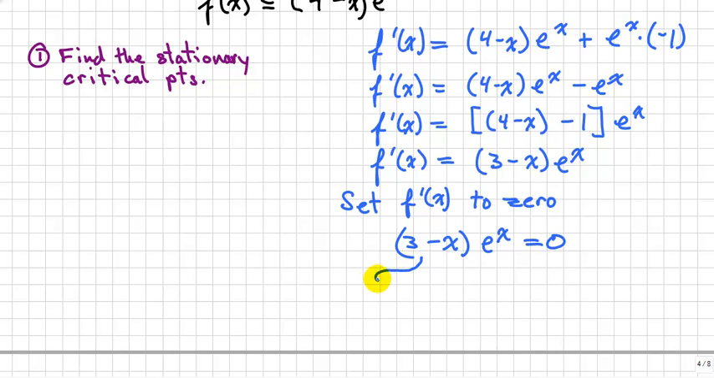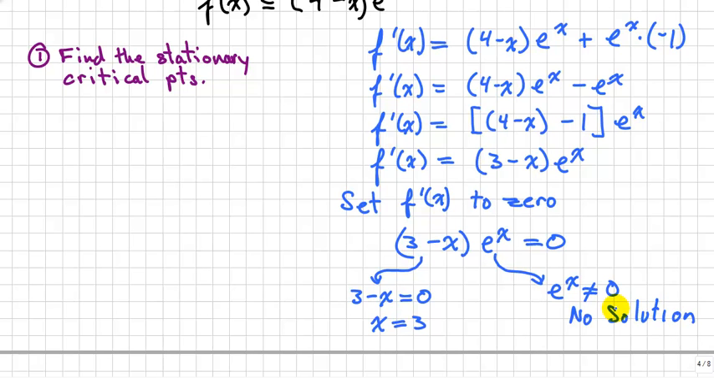Well, it's obvious that if 3 minus x is equal to 0, the derivative is going to be equal to 0. And how about this? e to the x is equal to 0. When is that going to be equal to 0? Never, right? No solutions from this part. So we only have one critical point. It's a stationary critical point. So we can use this now, right? Here's our stationary critical point. We can use this in the second derivative test.